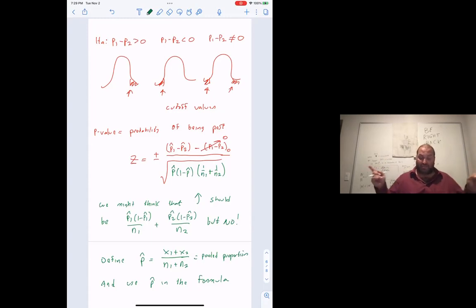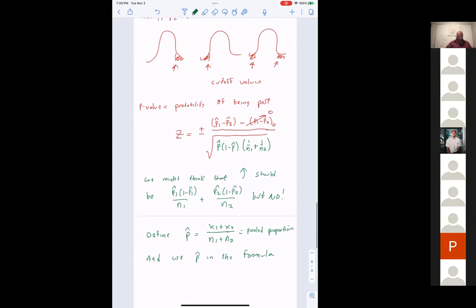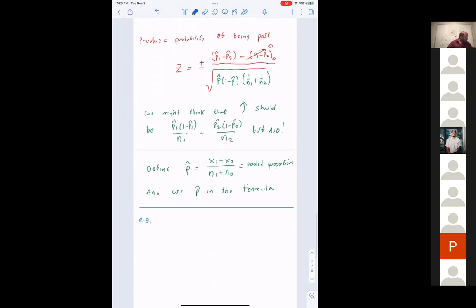And if we're past that z value, we reject the null hypothesis, or the p-value is the probability of being past that. If it's less than alpha, the level of significance, we reject the null hypothesis. And if it's not less than the level of significance, then we do not reject the null hypothesis, the same way we did before. How do we illustrate this the best way? Via an example. So let's just do a few examples of hypothesis testing.